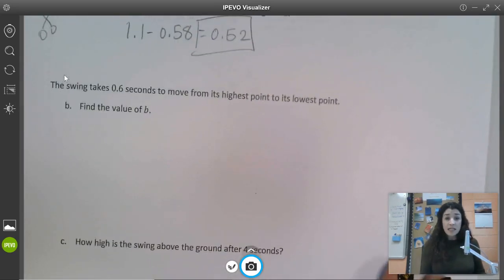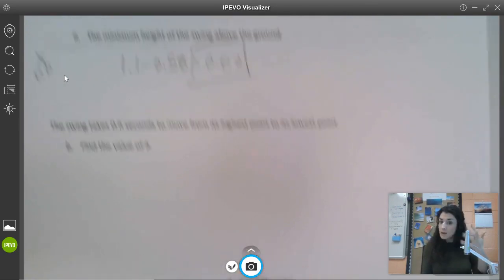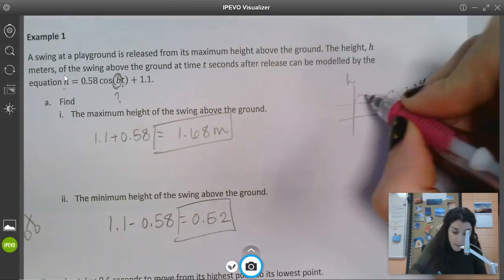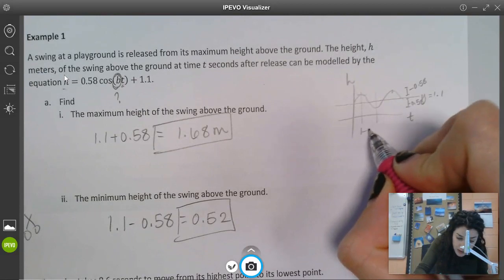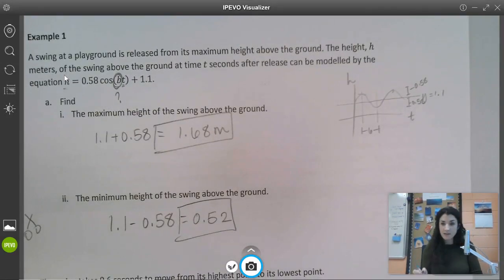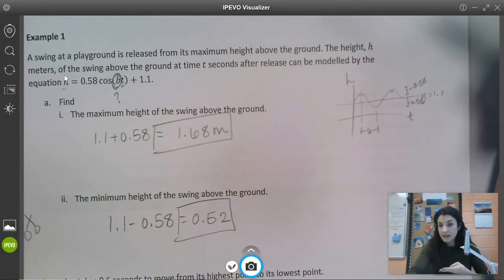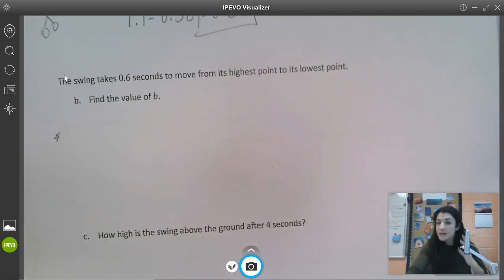Then it says the swing takes 0.6 seconds to move from its highest point to its lowest point. So I'm going back to the graph that I made to try and visually understand what's going on. To go from the highest point to the lowest point was a distance of 0.6 seconds. And then it said find B. Okay, well, B is this value in here that I use to find what? What is B associated with? What key behavior is B associated with? B is associated with your period, right?